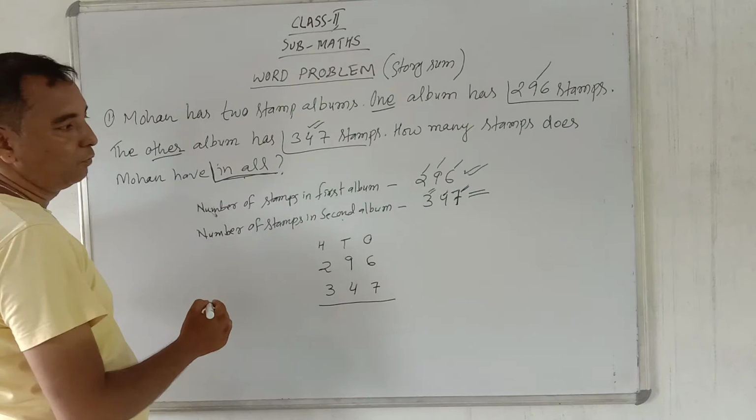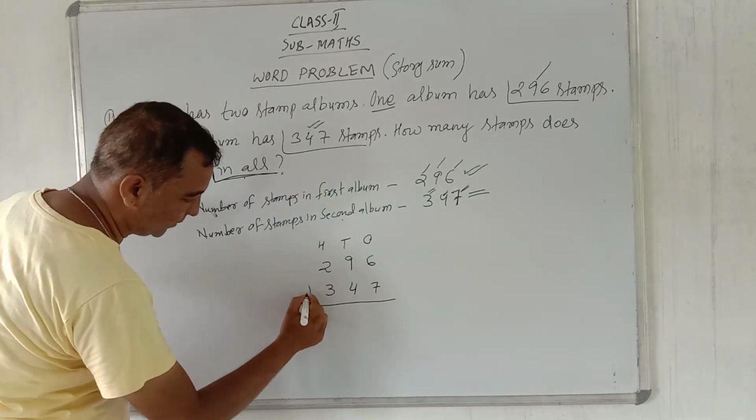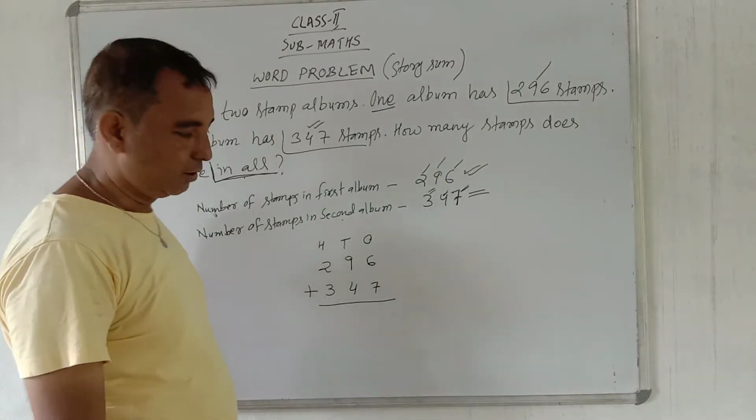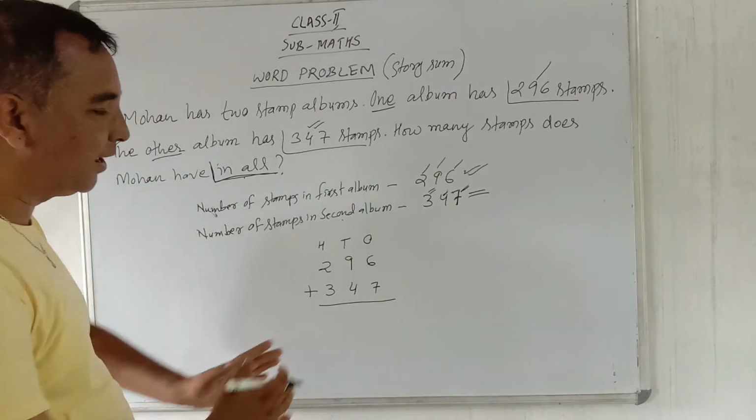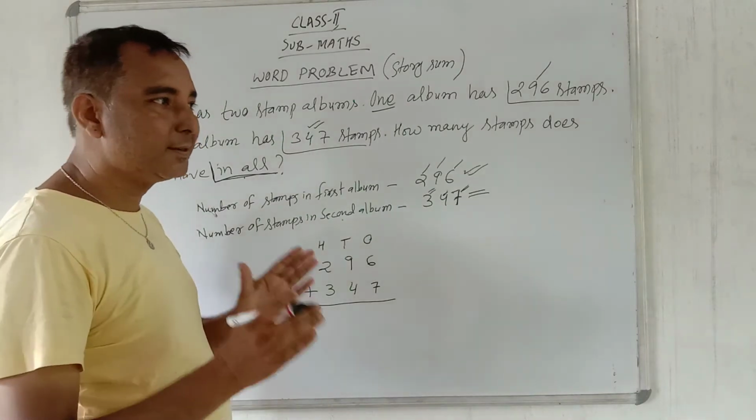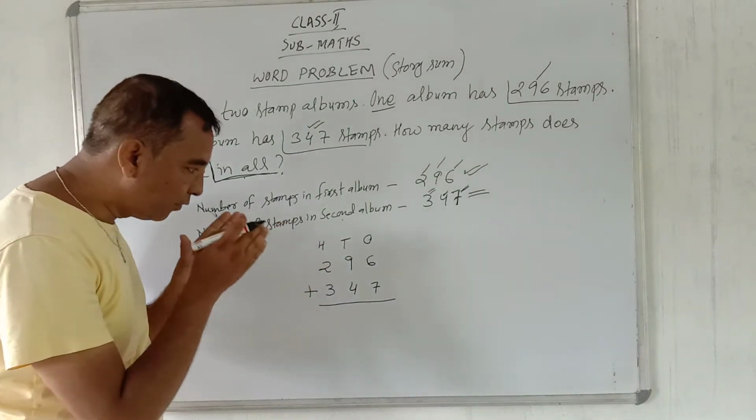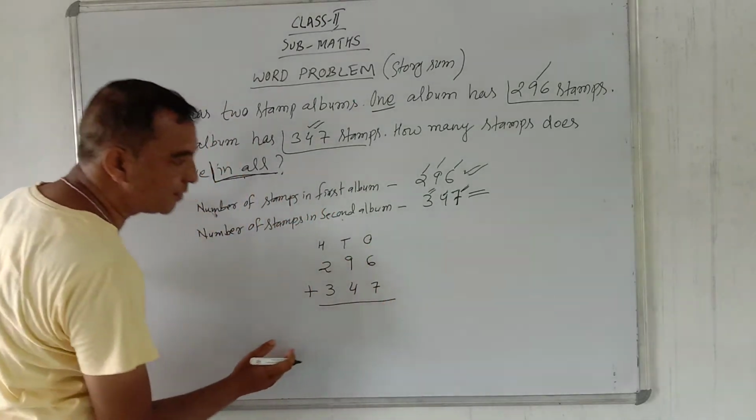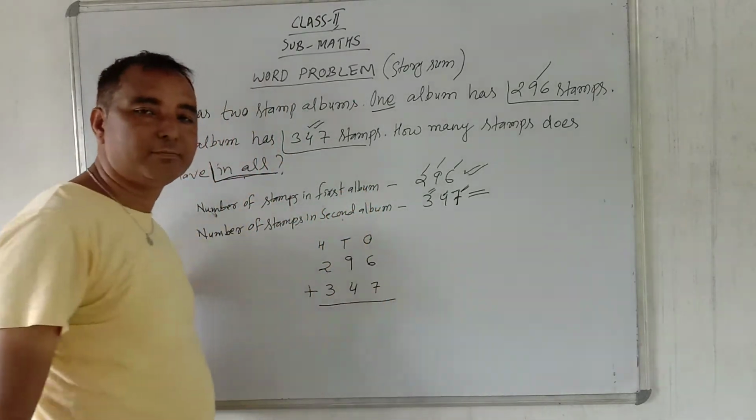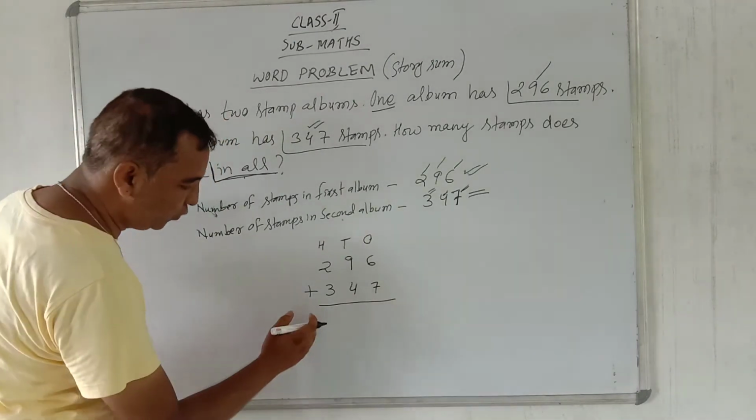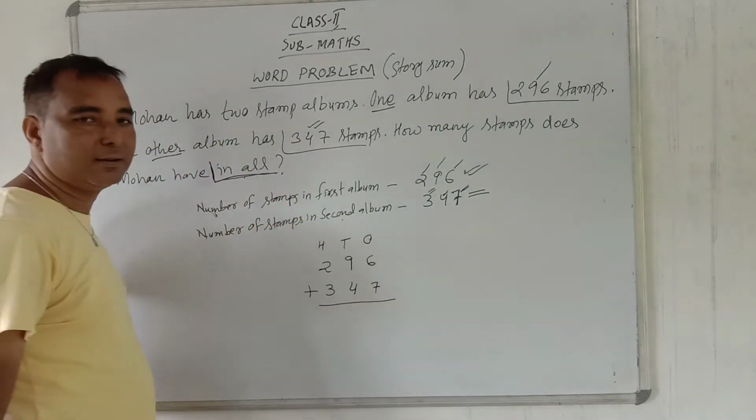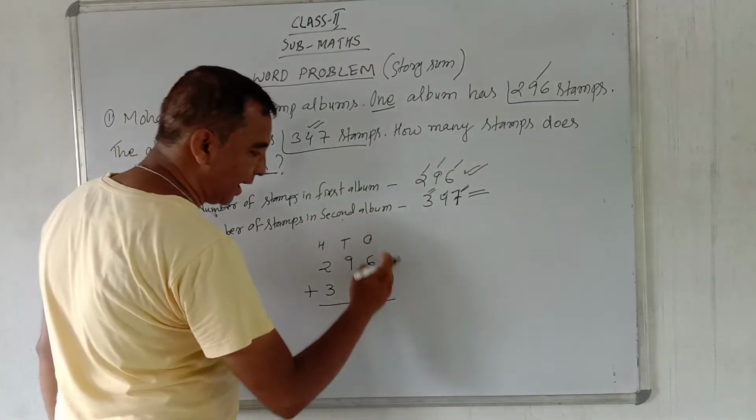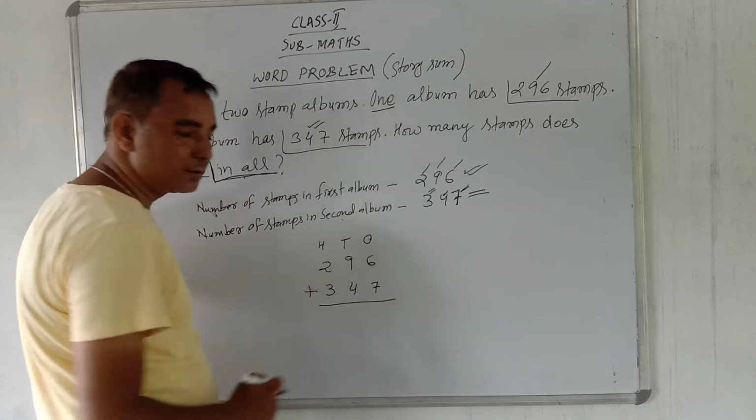Now, what do we have to do? We have to put a sign, that is the addition, plus sign. Understood? So while adding, please keep in mind, we have to start from the last digit, from the ones place. Never start from the first digit. We start from the ones place.